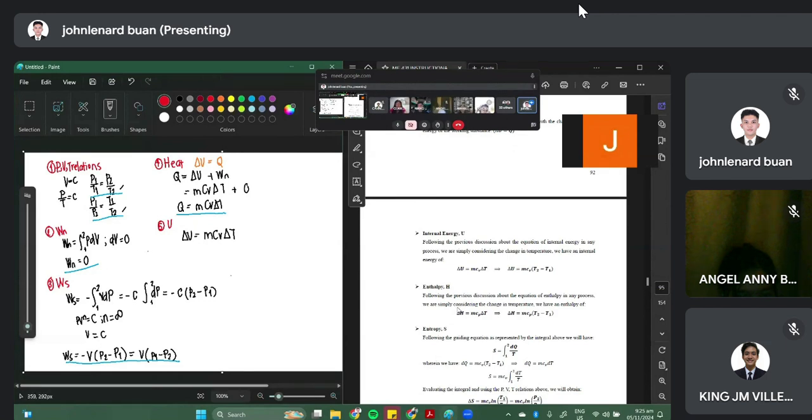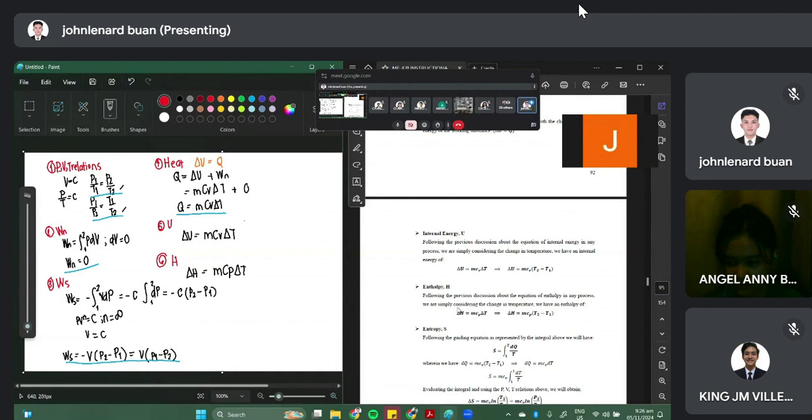Okay, so we have here second to the last, which is the enthalpy. Enthalpy H. In that case po, enthalpy can be obtained using the equation delta H is equal to mCp delta T. Okay, ayan. And then that's it. That's already the equation for enthalpy, because again, the equation of enthalpy in any process will always be delta H is equal to mCp delta T.